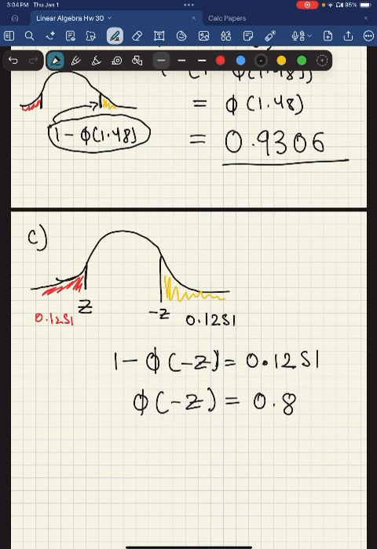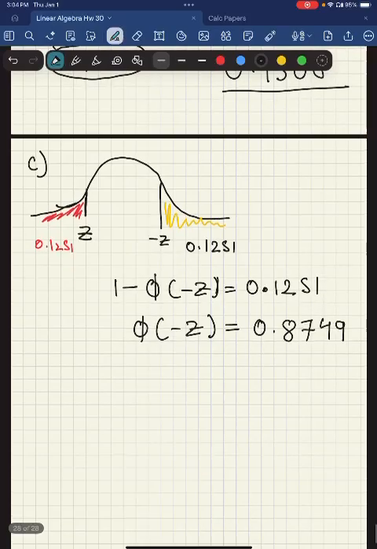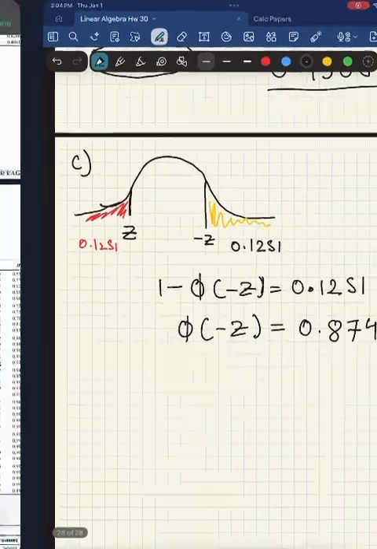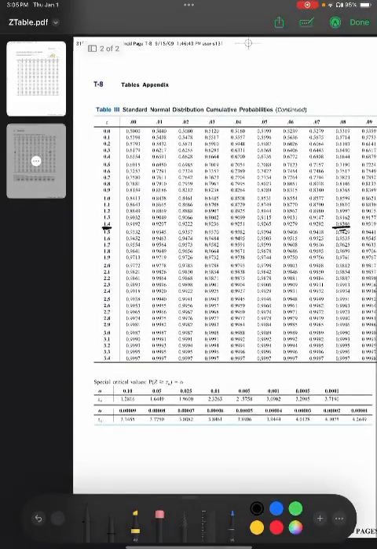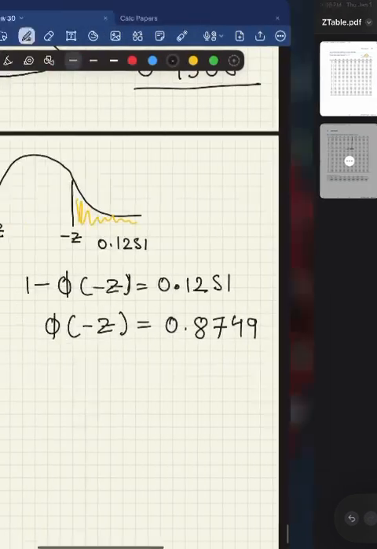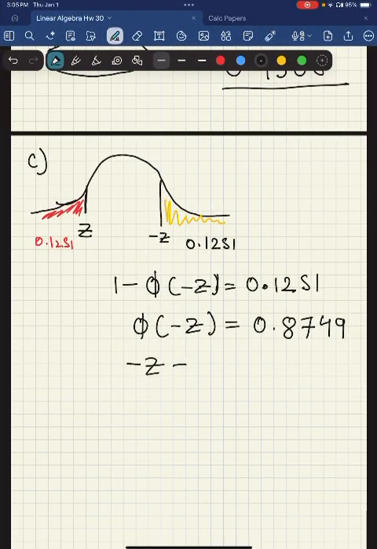So phi of negative z is equal to 1 minus this number, 1 minus 0.1251, which is 0.8749. So now I need to find the phi inverse of 0.8749. We go back to our z table. I see that 0.8729 is found, and right next to that, 0.8749. This is found next to 1.1 and 0.5. So negative z is equal to 1.15, and z is equal to negative 1.15.